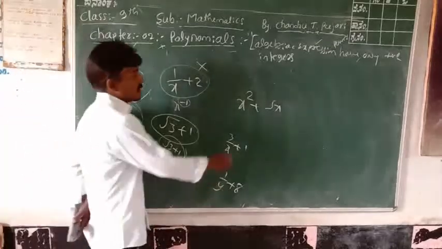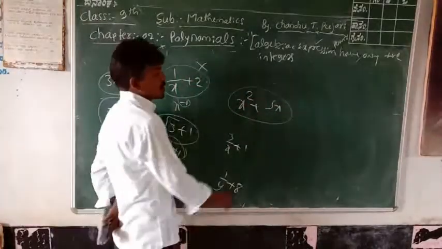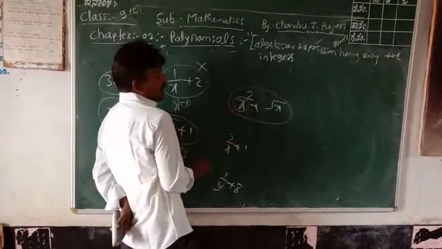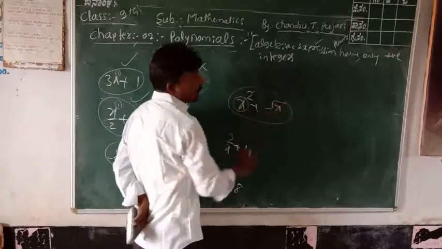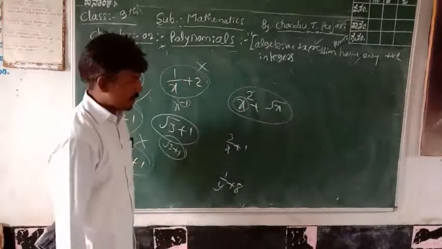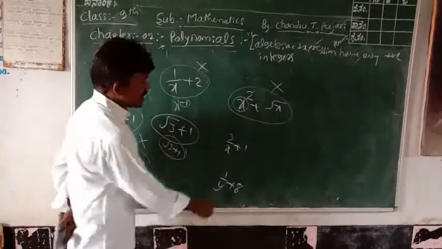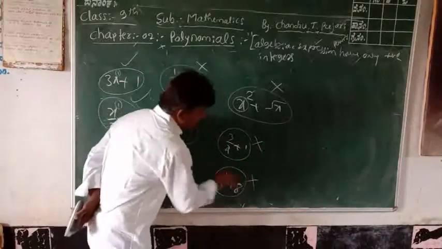The next example: is this also a polynomial? No, this is not a polynomial, because in one term the variable power is 2, but another variable power is not a whole number, not a positive integer. Therefore, this is not a polynomial. Next, this one is also not a polynomial. This one is also not a polynomial.